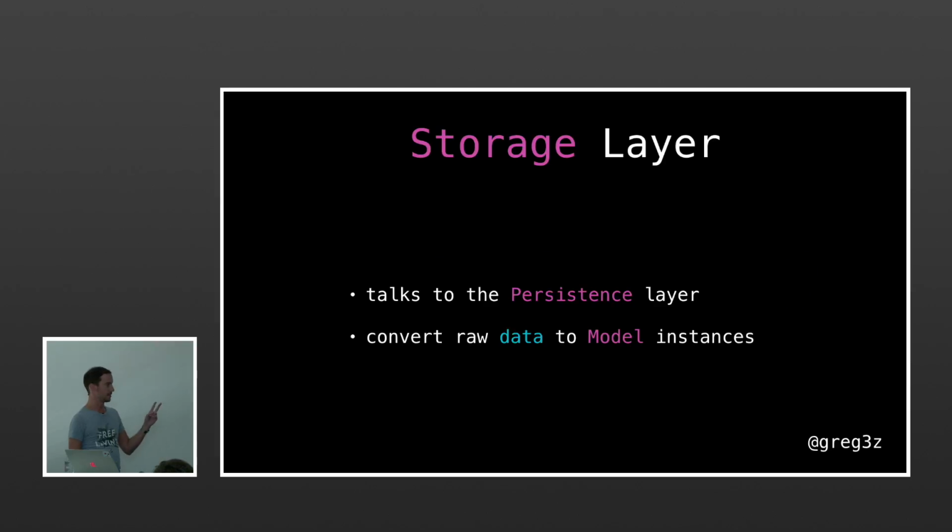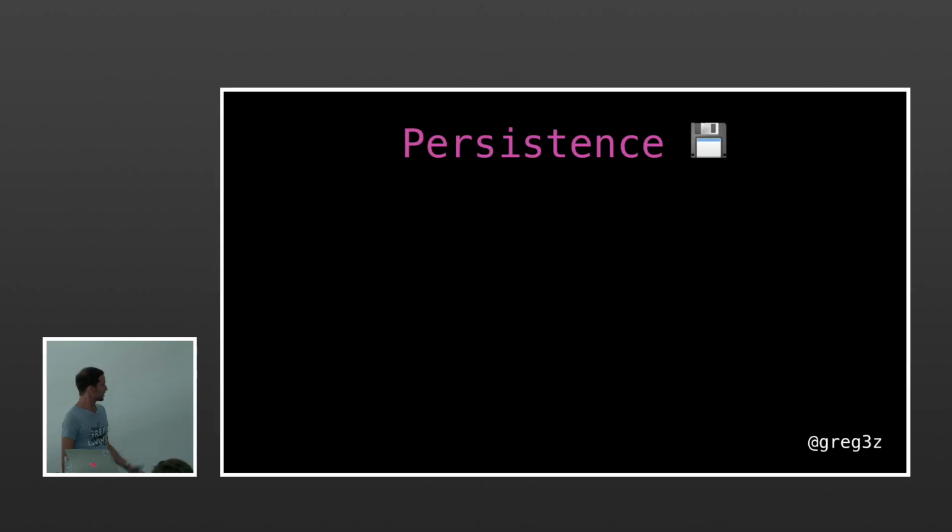It will have two tasks: talking to the persistence and converting raw data from the persistence into entities of your model. First task, talking to the persistence. This is something a bit complicated because when you talk to the persistence, calls are asynchronous. They might succeed, but they might also fail. And so your storage layer will have to take all of this into account.